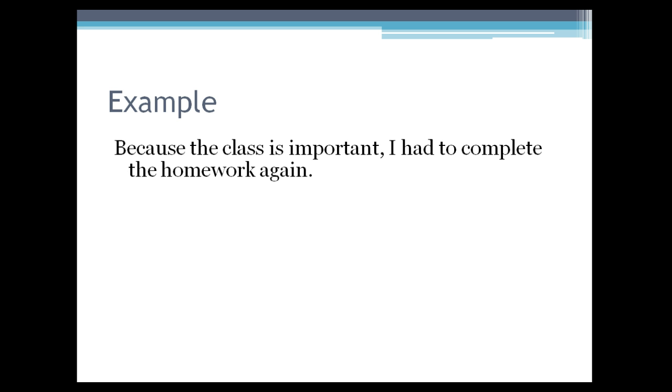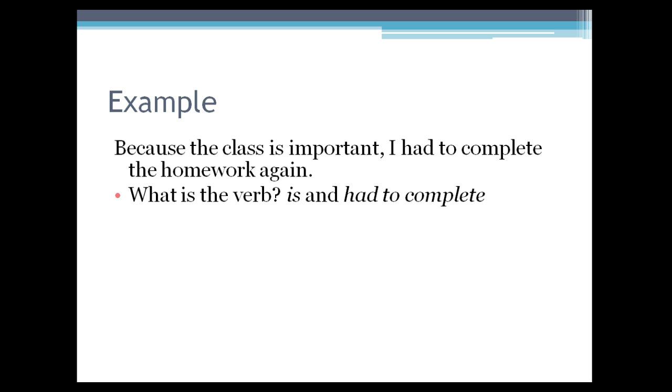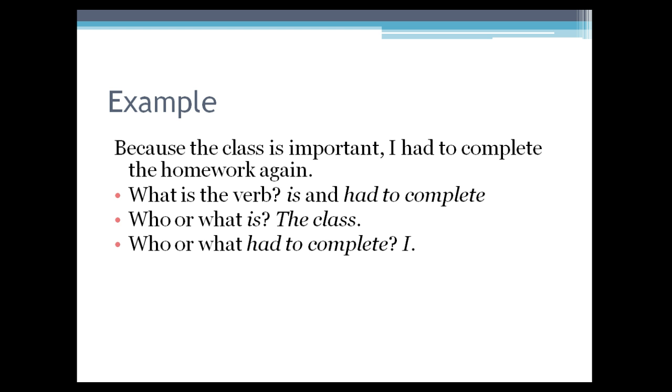Next sentence, because the class is important, I had to complete the homework again. The verbs we have are is and had to complete. Who or what is? The class is. Is there an A in front of class? Yep, because. Because the class is important. Dependent clause. Who had to complete? I did. Nothing's in front of that. We have a comma, so I had to complete the homework again. That's an independent clause. So because the class is important becomes the dependent clause, comma, independent clause.